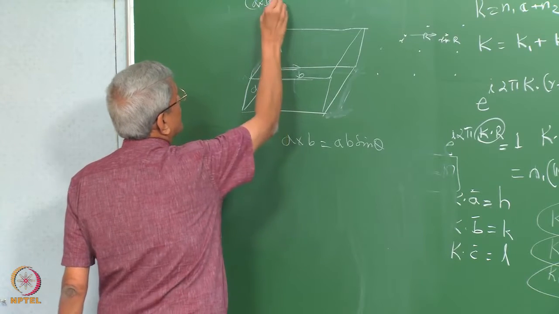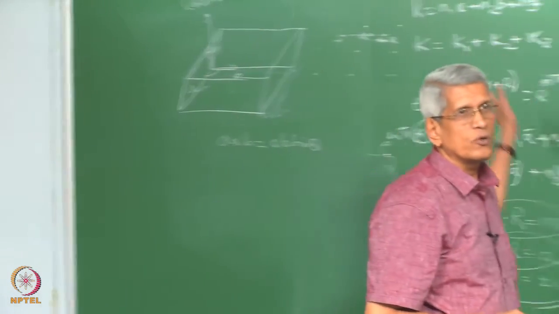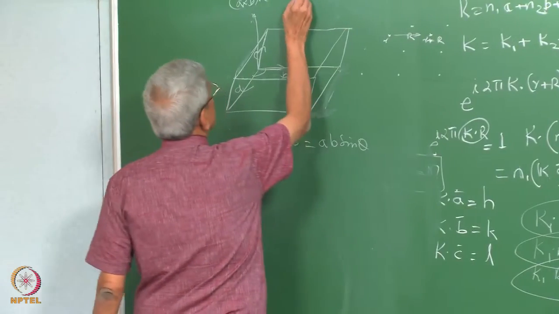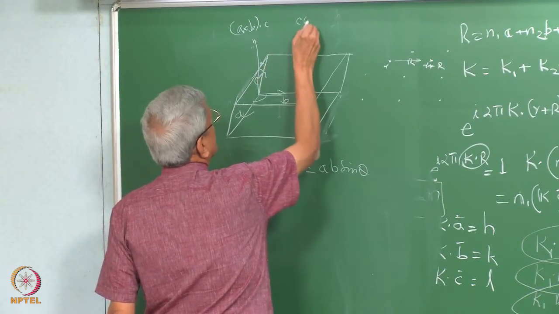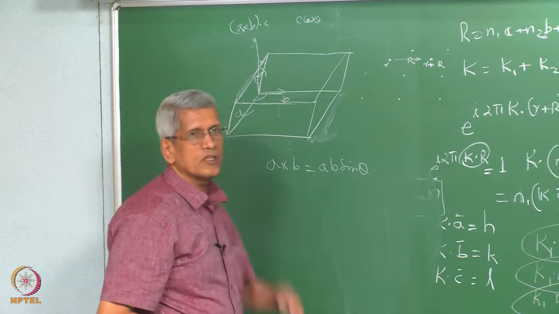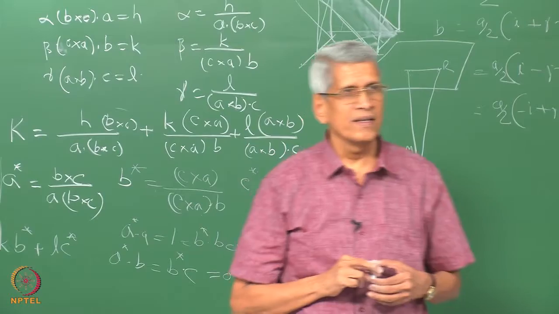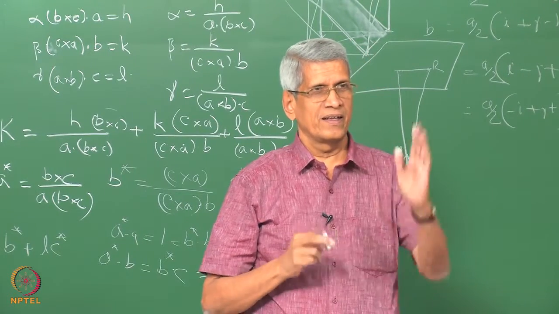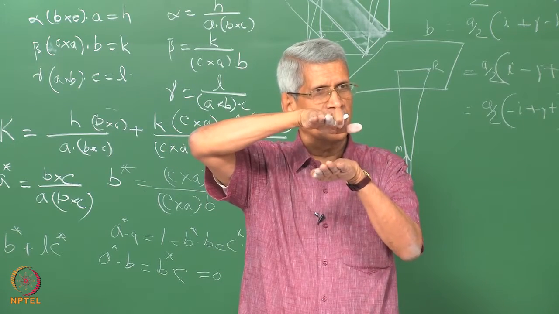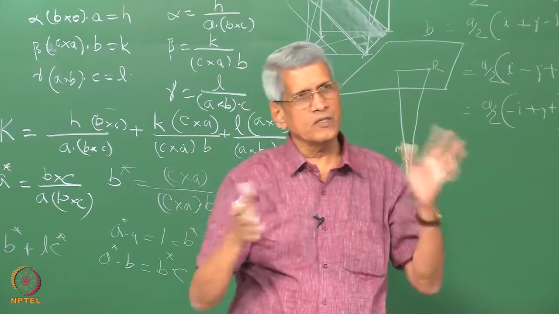What does this dot C mean? It is nothing but the projection of C onto A cross B. If this angle is theta, the projection of C is C cos theta, correct? This C cos theta is nothing but the perpendicular distance between the two planes which we are considering. That is the area multiplied by the perpendicular distance, in vector algebra.